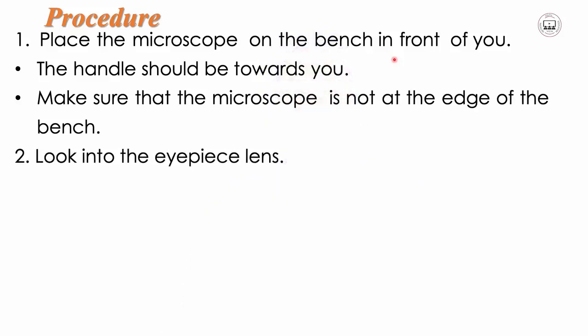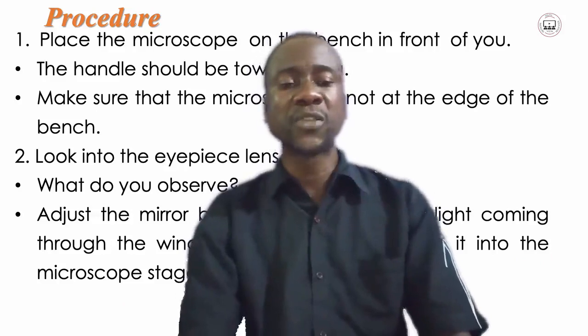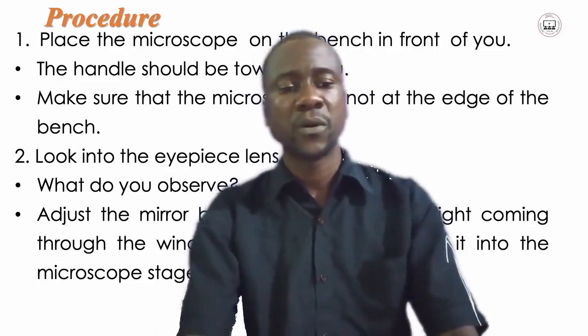Look into the eyepiece lens, and you should observe what you see on those lenses. Now, what do you see on those lenses? From there, adjust the mirror below the stage so that the light coming through the window falls on it and reflects into the microscope stage. Remember, we are looking into the procedures of how you may use the microscope.